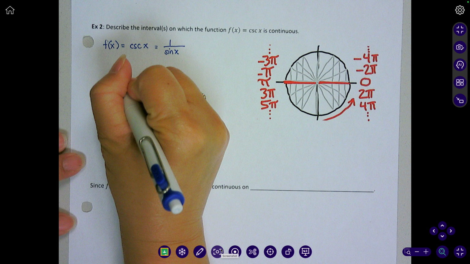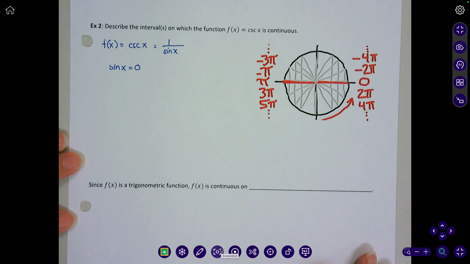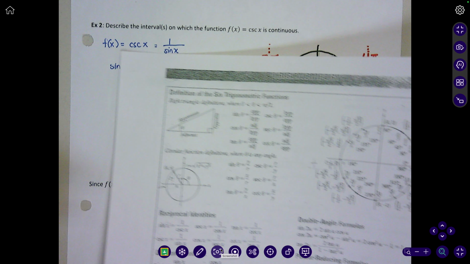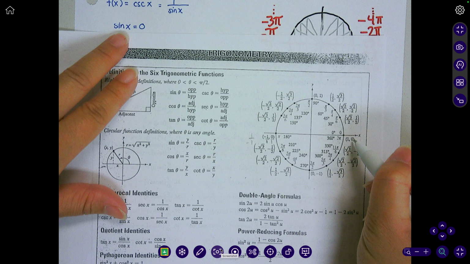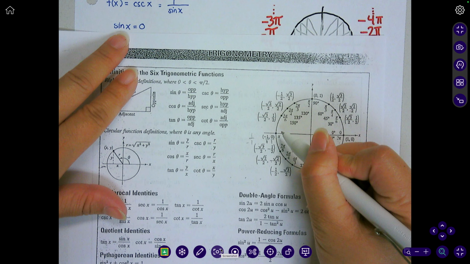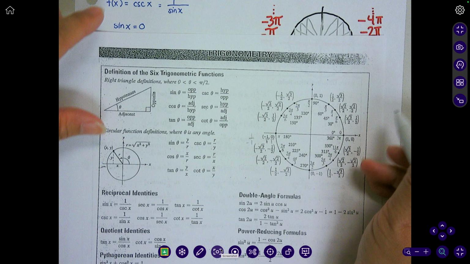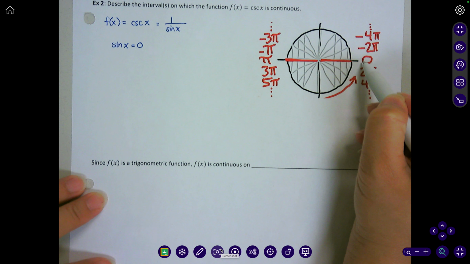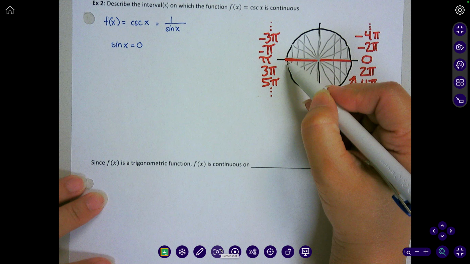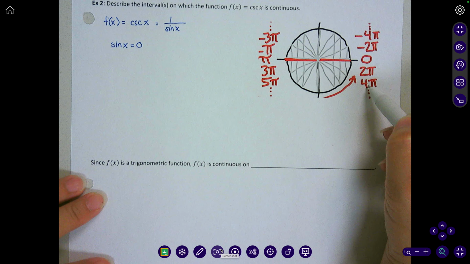So then I want to know, well, when is sine of x equal to 0? Yeah? And if you take a look here, this is your unit circle. Sine is the y value. So the y value is 0 at pi, 2 pi, and so on. Everybody okay? So this is where, in the video, they describe that. Well, sine is 0 at pi, at 2 pi, at 3 pi, 4 pi, 5 pi, and so on.